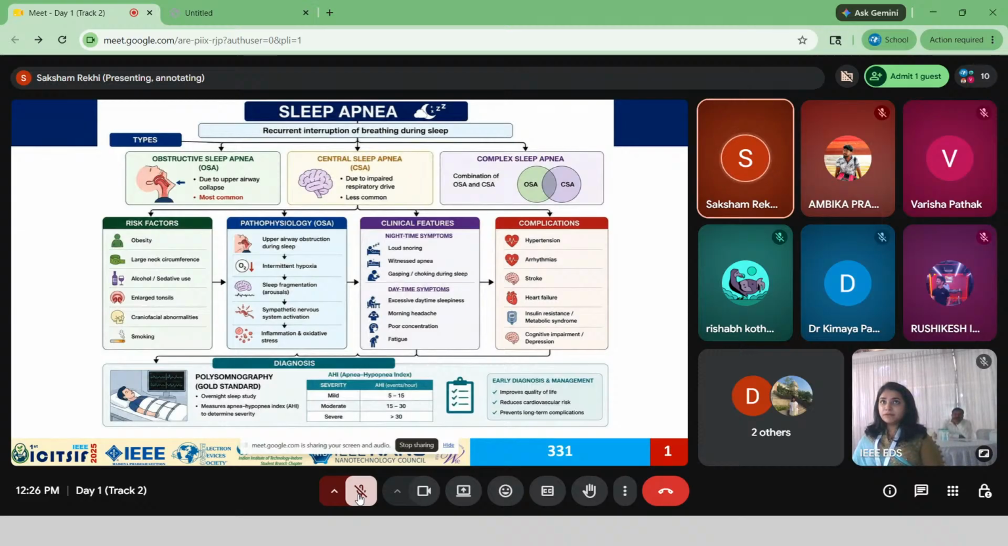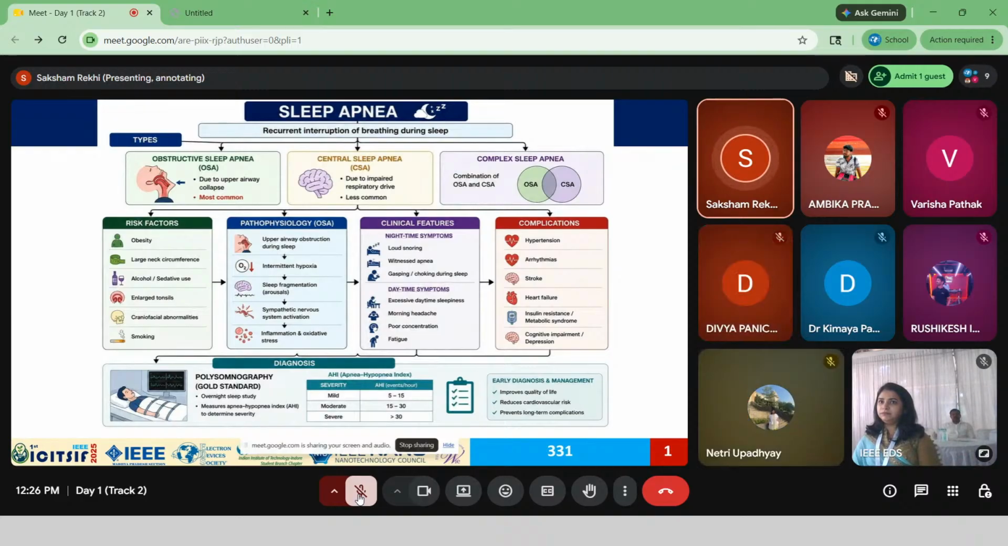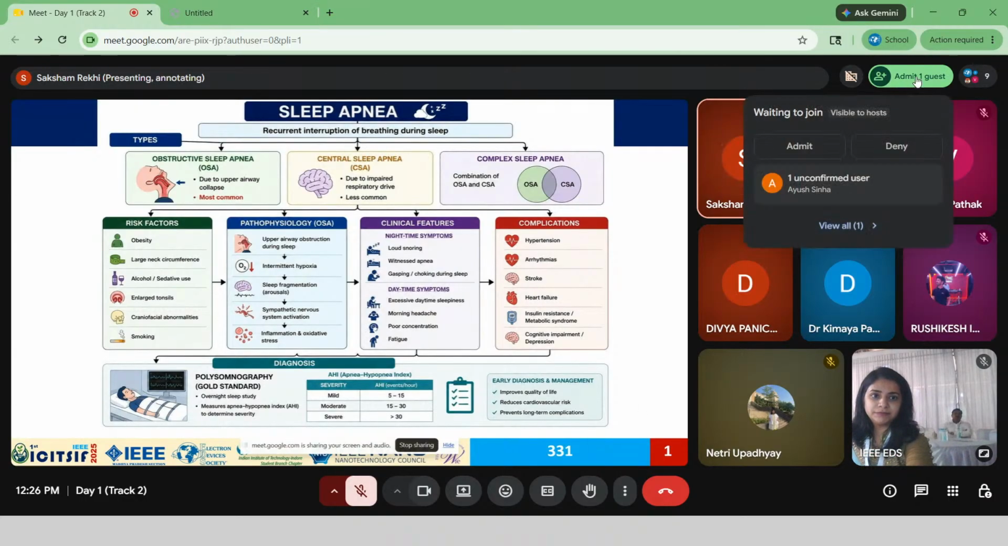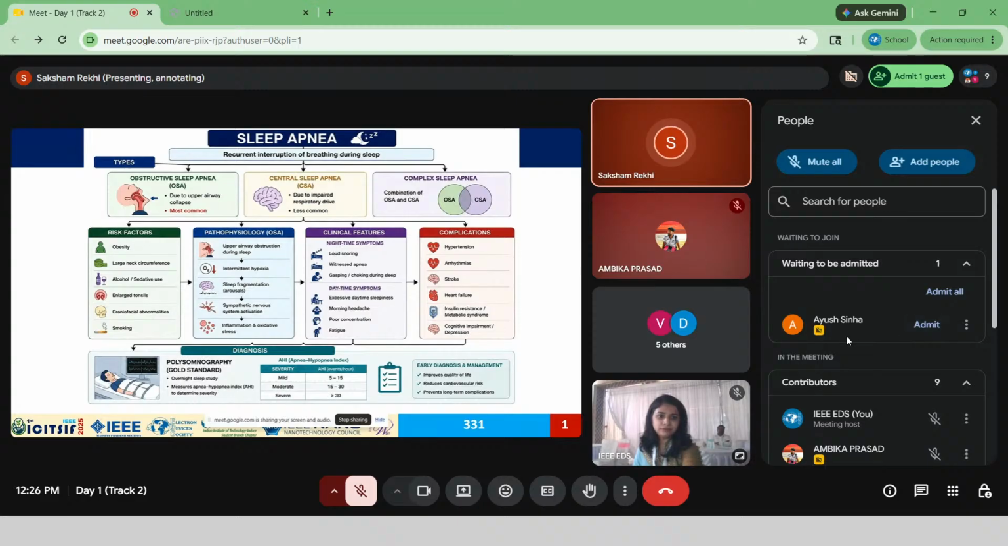It is of three types: obstructive sleep apnea (OSA), central sleep apnea (CSA), and complex sleep apnea. Obstructive sleep apnea is caused due to upper airway collapse, which is most common. Central sleep apnea is caused due to impaired respiratory drive. It is less common as compared to obstructive sleep apnea. Complex sleep apnea is a combination of both OSA and CSA. Risk factors include obesity, large neck circumference, alcohol, sedative use, large tonsils, craniofacial abnormalities, and smoking.